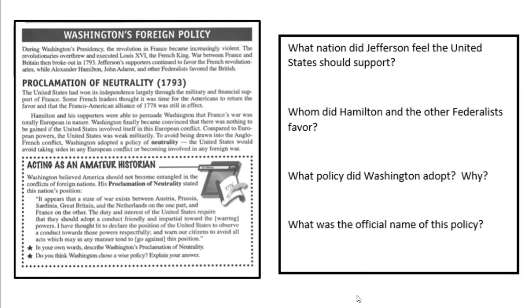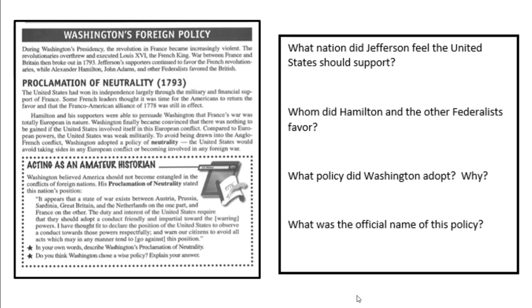When Washington gives his proclamation of neutrality, he makes a stand on not taking sides with either Britain or France. Jefferson felt like the United States should support France because they had supported the United States during its own revolution. Hamilton and other Federalists wanted to support Great Britain because they felt the United States had the strongest ties to Great Britain, and also the trade relationship that was already established.